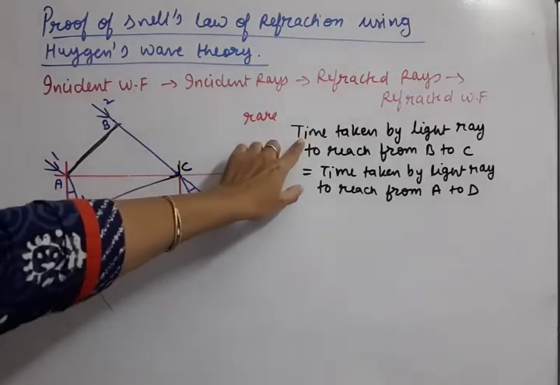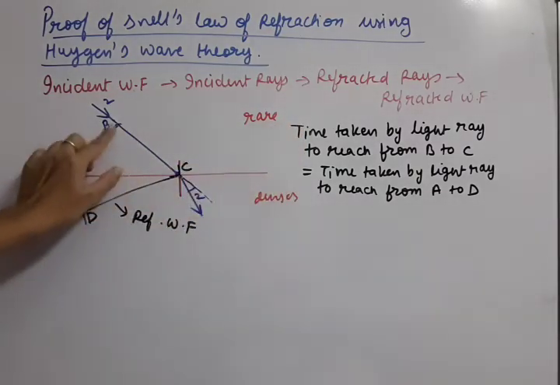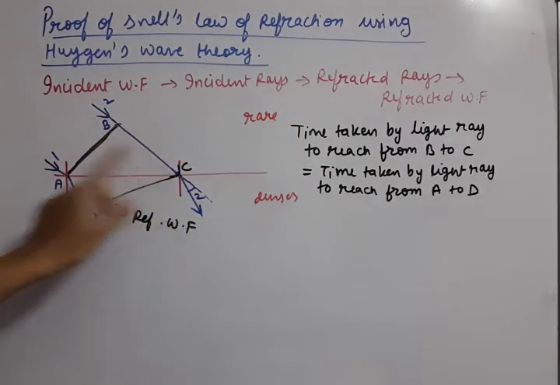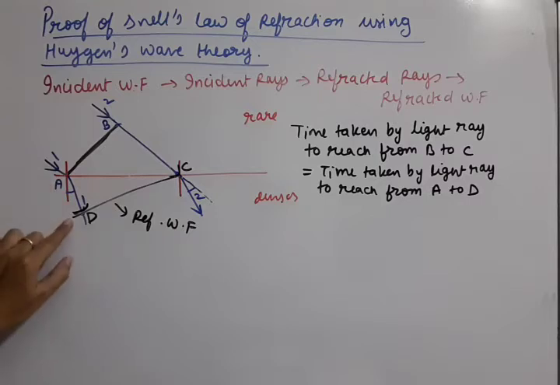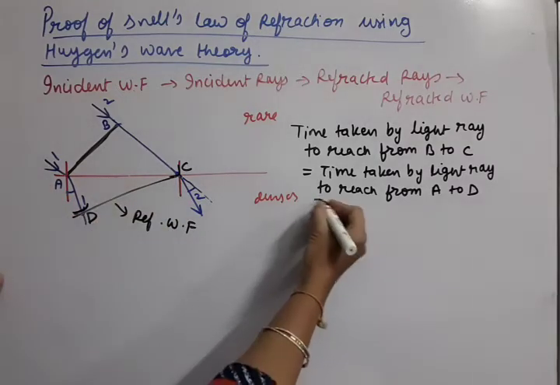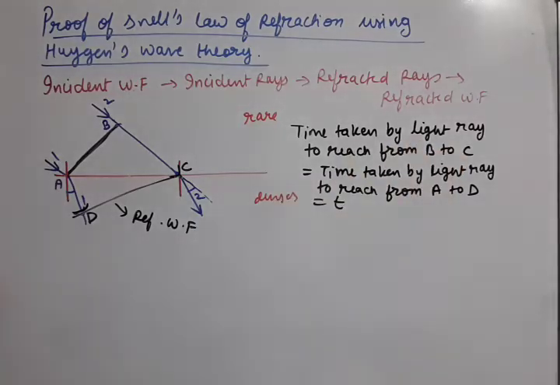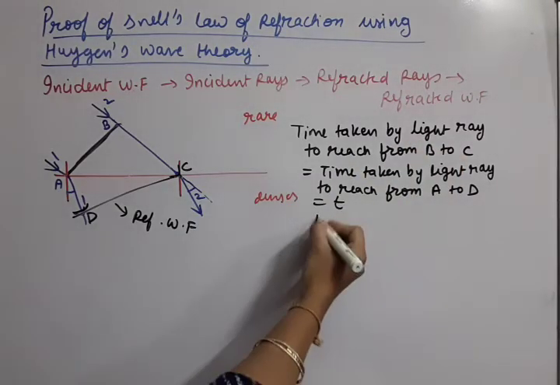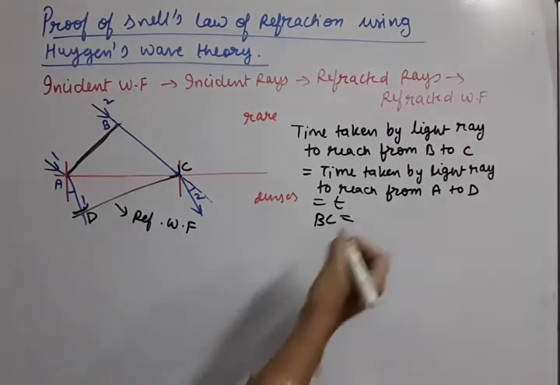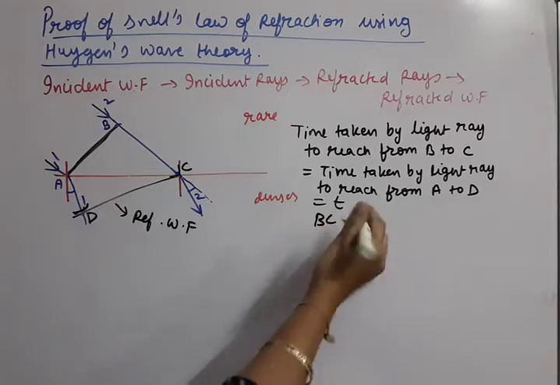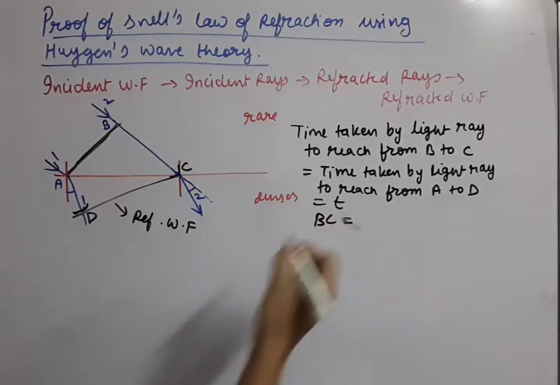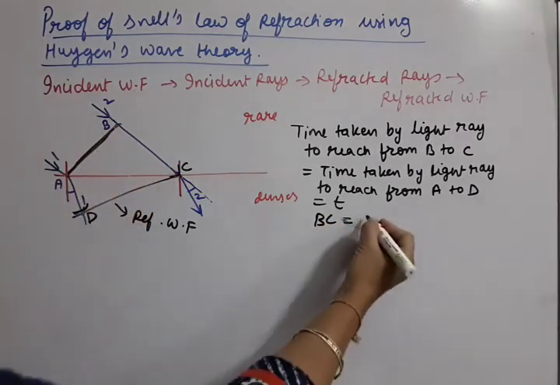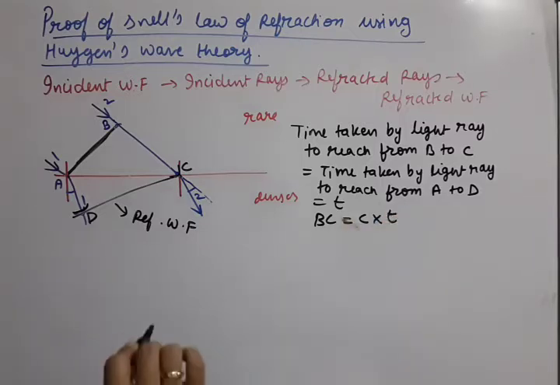Now we know that the time taken by the light ray to reach from B to C and the time taken by the light ray to reach from A to D should be the same. So let us take this time as T. Both the times are T. Now we will calculate the BC distance. We know that distance is equal to speed into time. So here the light's speed is C and time taken is T.